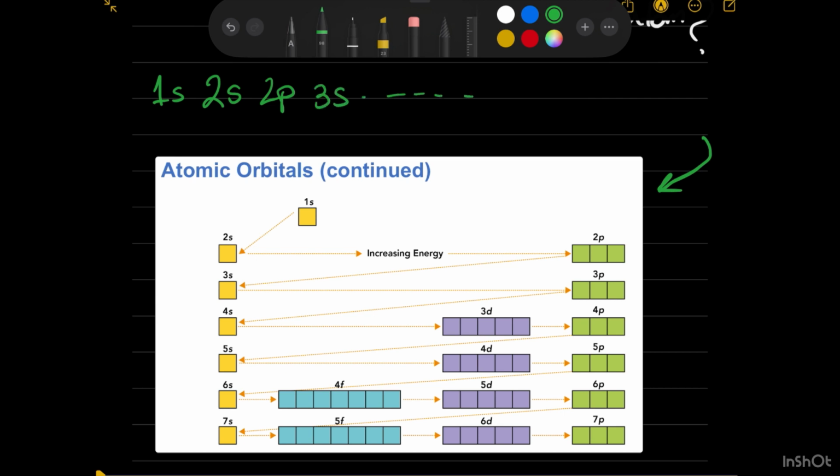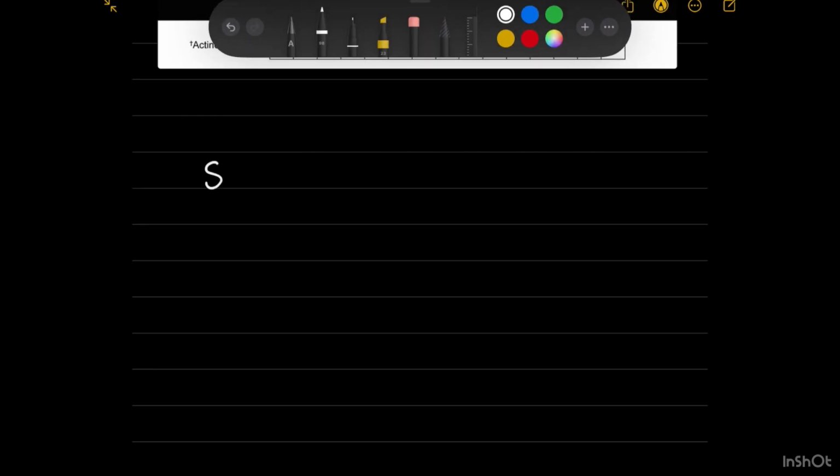But we have to ask you a question. What is the maximum capacity of the s orbital? What is the maximum capacity of the p orbital? The s subshell has a maximum capacity of 2 electrons. For the p subshell, it has a maximum capacity of 6 electrons. It cannot hold more than 6 electrons. And for the d orbital, it has a capacity of up to 10 electrons. And for the f orbital, it has a capacity of up to 14 electrons.